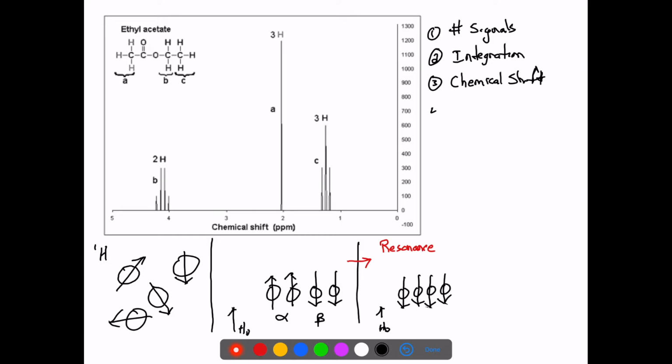And then finally, the fourth thing we can get is the spin-spin splitting. And that, remember, is that non-chemically equivalent hydrogens split the signal of their neighbors, and that is hydrogens that are within 3 chemical or equivalent bonds, 1, 2, 3. So B and C end up splitting each other. A, as we can see, is unsplit. Now remember, we can identify this splitting as n plus 1 number of peaks.